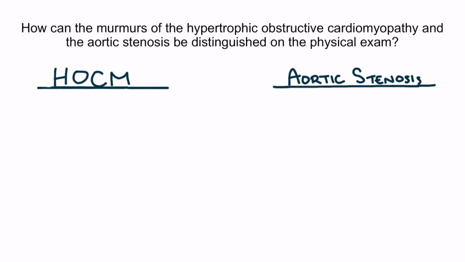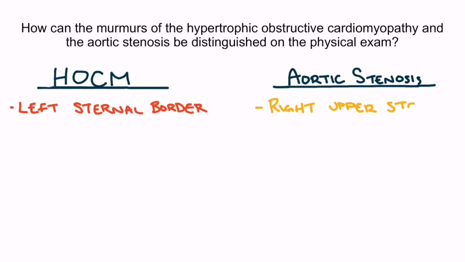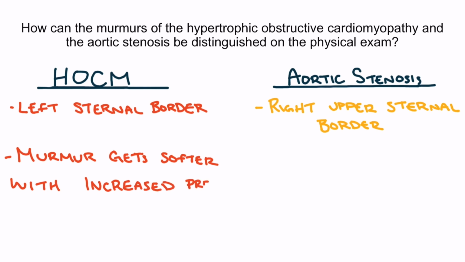The murmur of the hypertrophic obstructive cardiomyopathy is best heard at the left sternal border, while the murmur of aortic stenosis is best heard at the right upper sternal border. Additionally, the murmur of the hypertrophic obstructive cardiomyopathy gets softer with the physical maneuvers that increase the preload like elevation of the legs. This is because leg elevation increases venous return and widens the left ventricular outflow tract.